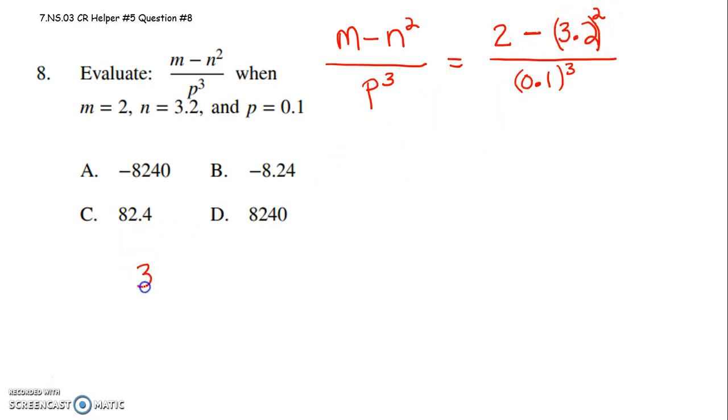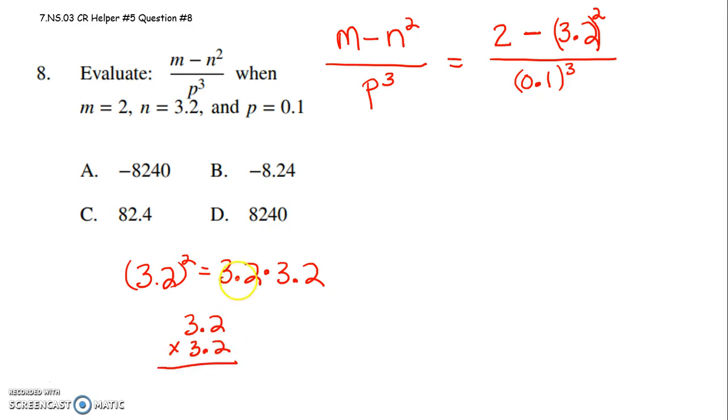So what does 3.2 squared mean? That means 3.2 times 3.2. These are both positive, so my answer will be positive. I'm going to long multiply 3.2 times 3.2. To square something means to multiply it by itself. 2 times 2 is 4. 2 times 3 is 6. Put down a 0 placeholder. 3 times 2 is 6. 3 times 3 is 9. Add those up. Got a 4. 6 and 6 is 12. 9 and 1 is 10.